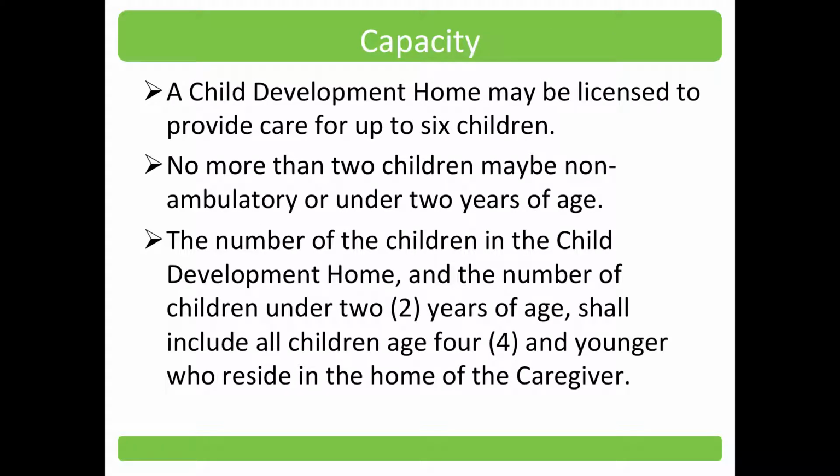Capacity. A child development home may be licensed to provide care for up to 6 children. No more than 2 children may be non-ambulatory or under 2 years of age. The number of children in the child development home and the number of children under 2 years of age shall include all children age 4 and younger who reside in the home of the caregiver.